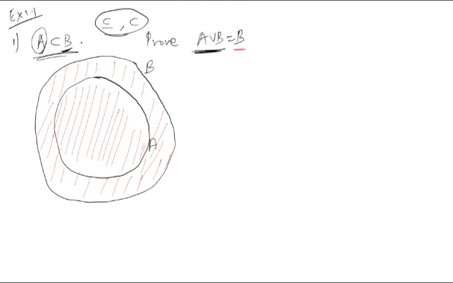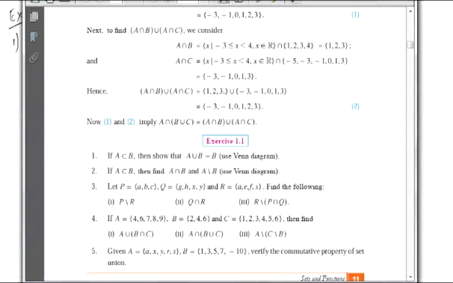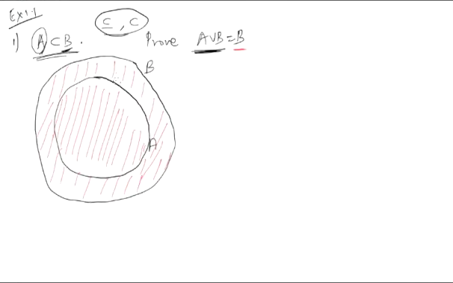Okay, let's see. If A is a subset of B, same thing, then find A intersection B and A set difference B. A intersection B will be what? These are the common elements between the sets A and B, right? So what are the common elements? A entirely lies within B, so all the elements of A are common to B also.